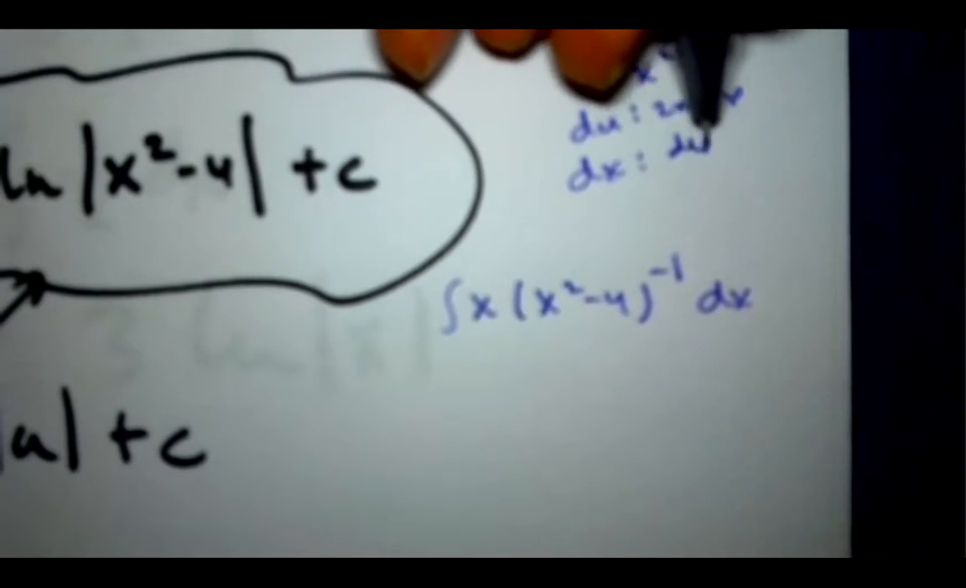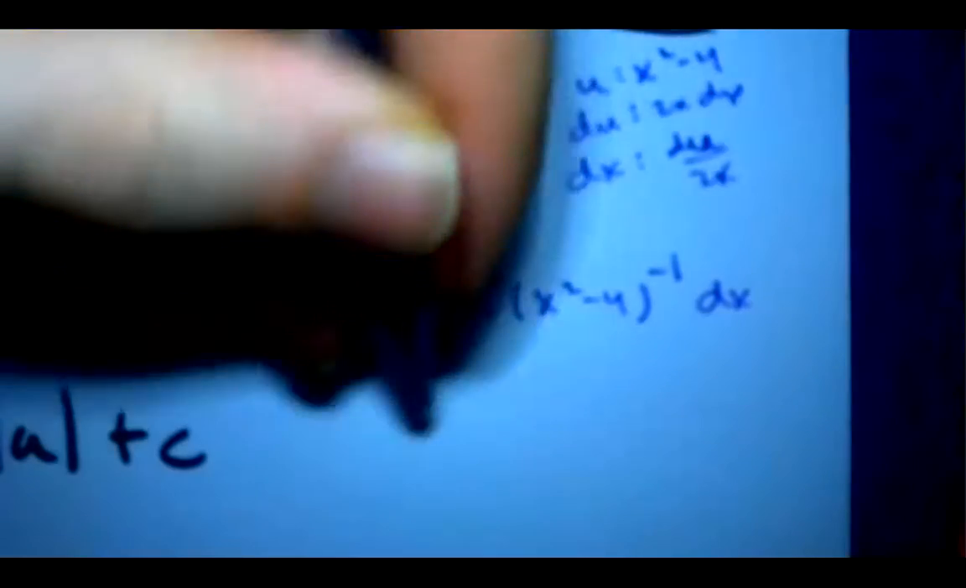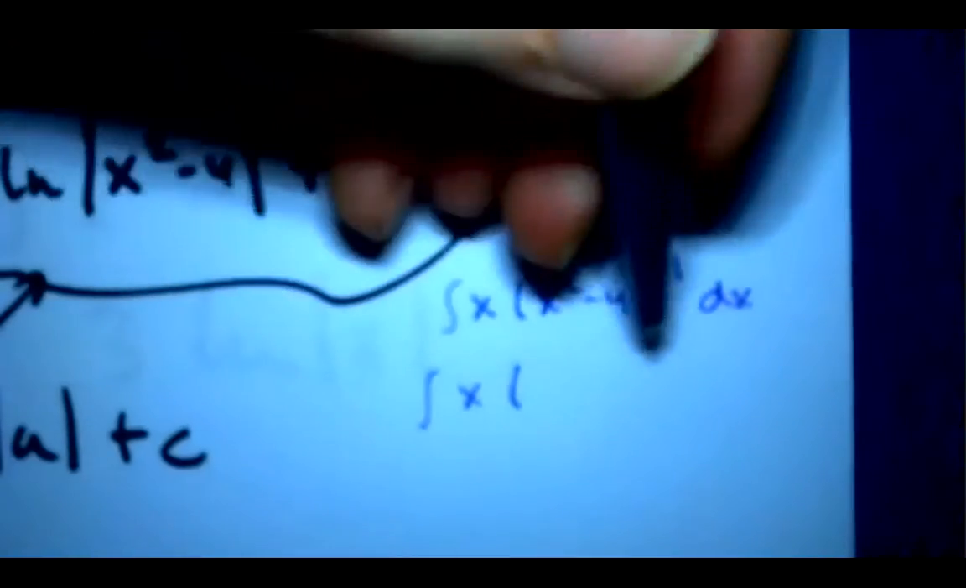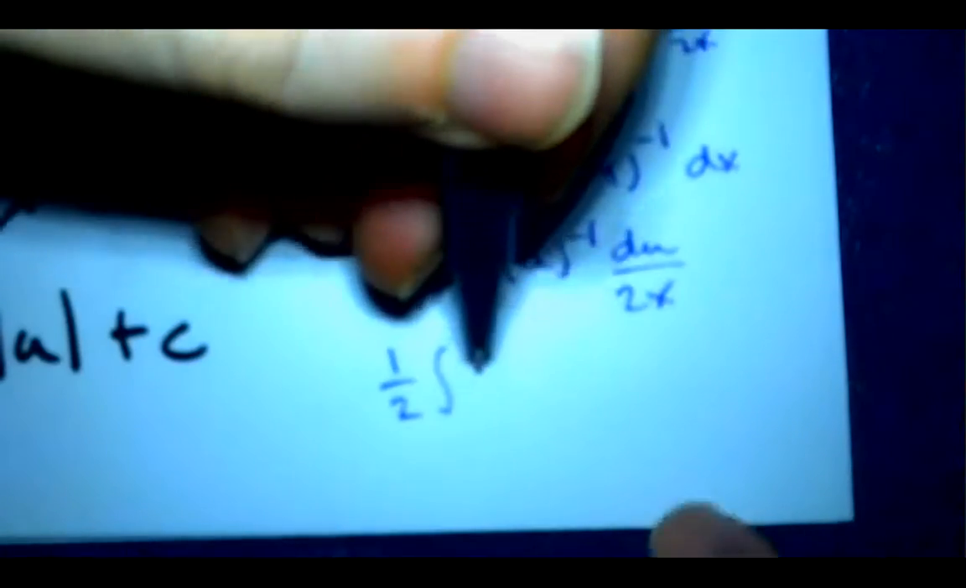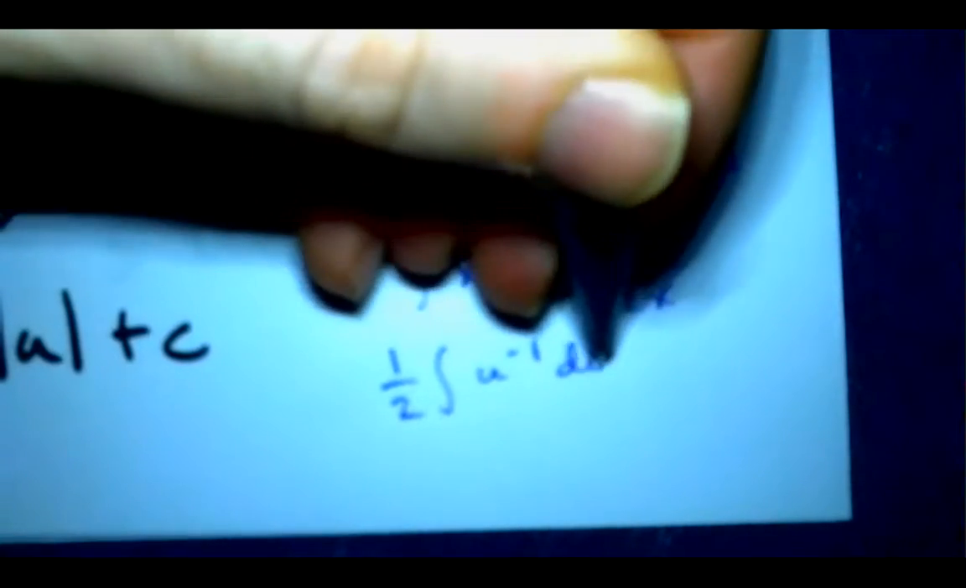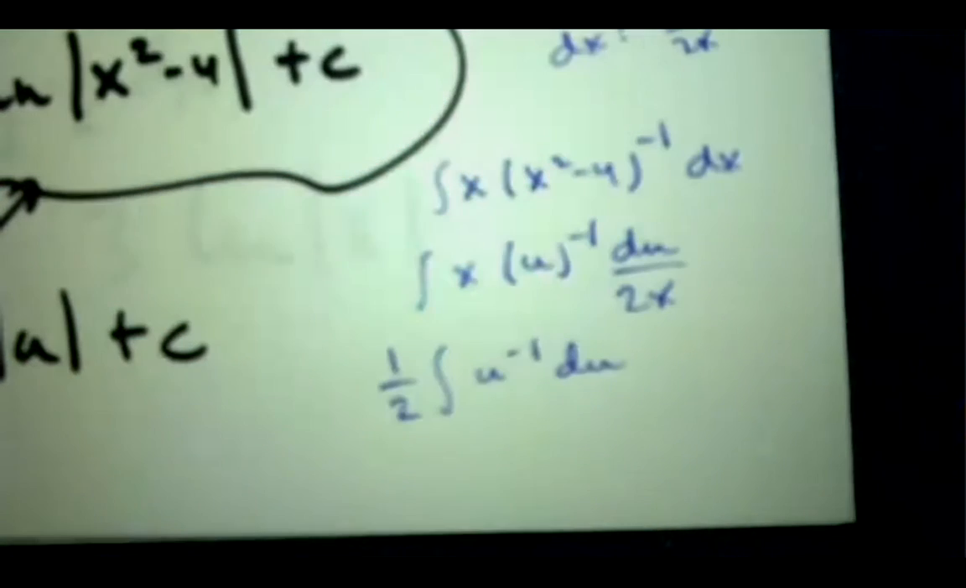dx is du over 2x. So now we've got x. Oh, it's the same thing. Look, so this is just u to the -1 du over 2x. Cancel the x's, take out my half. So now this is half u to the -1 du. Did you get to there?